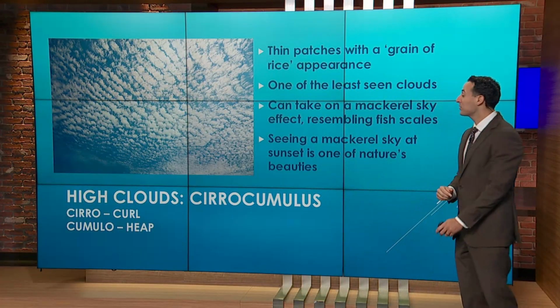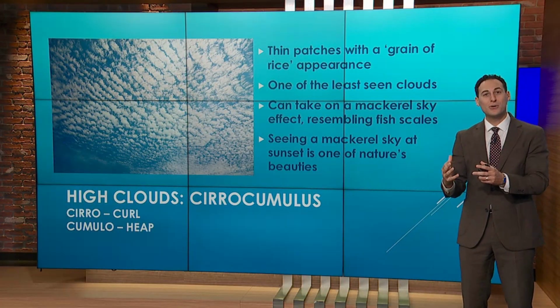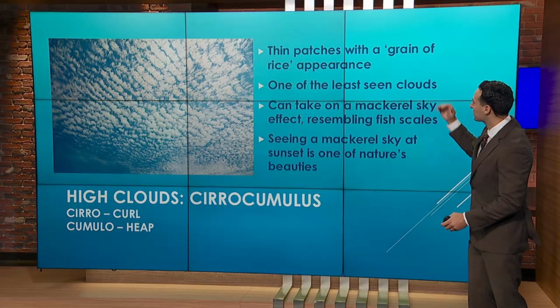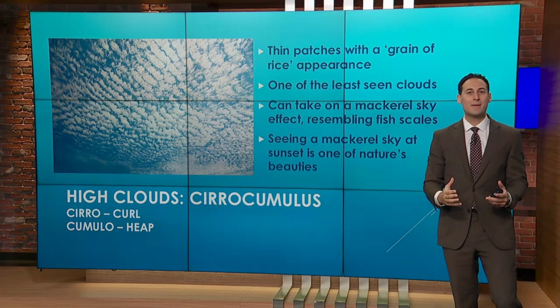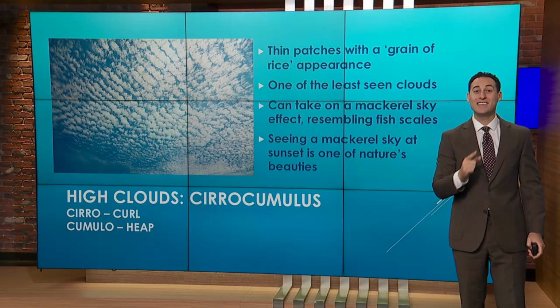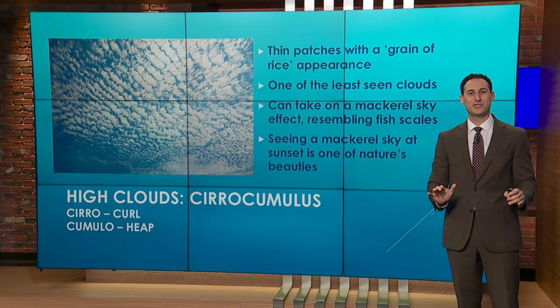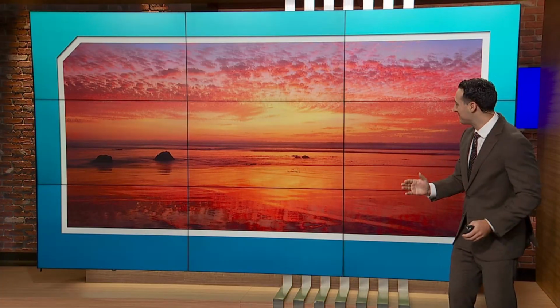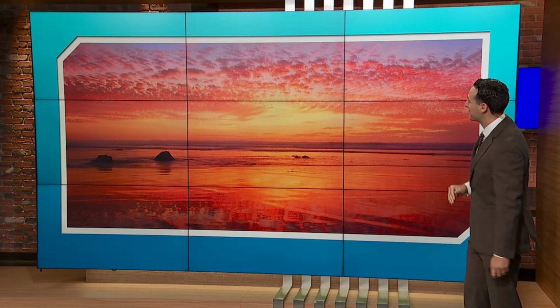There's also cirrocumulus, cirro, curl, cumulo, heap. These are thin patches with a grain of rice appearance. Some people describe them as mackerel sky, and seeing these during a sunset is one of nature's beauties. Here's an example of that. It reflects a lot of color and makes some beautiful gradients up in the sky.